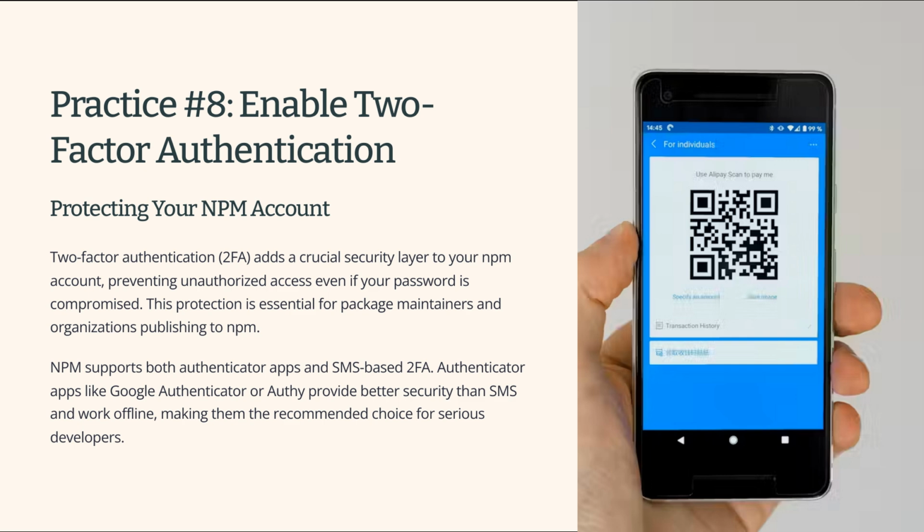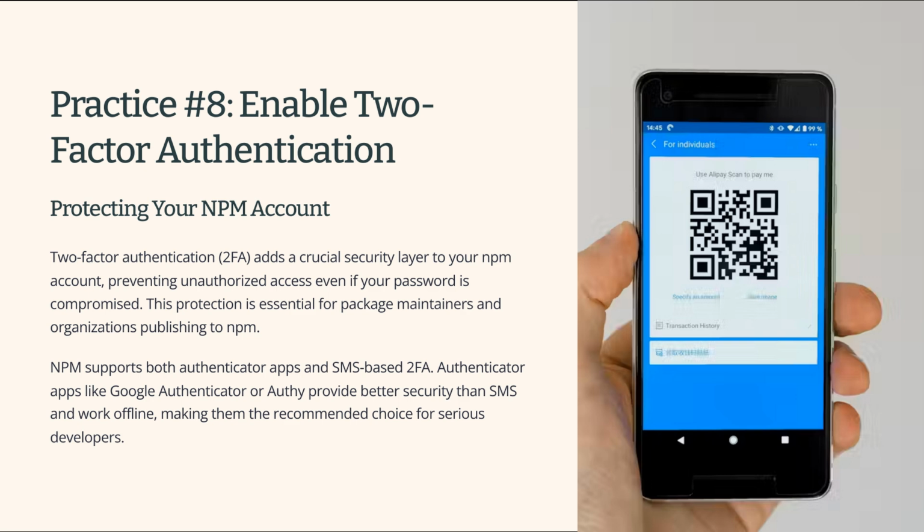For NPM, you have the choice between SMS-based 2FA and authenticator apps. While both methods enhance security, using an authenticator app like Google Authenticator or Authy is preferred. These apps not only provide better overall security, but can also function offline, making them a reliable option for developers who are serious about protecting their work. Next, we'll walk through the steps to configure 2FA in your NPM account settings, making it easier than ever to enhance your security.